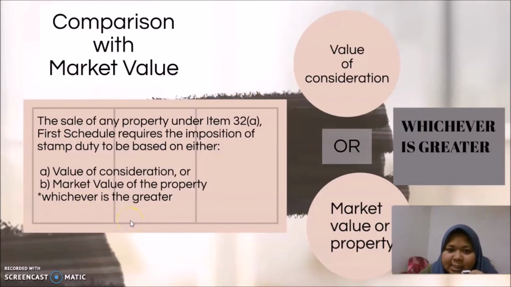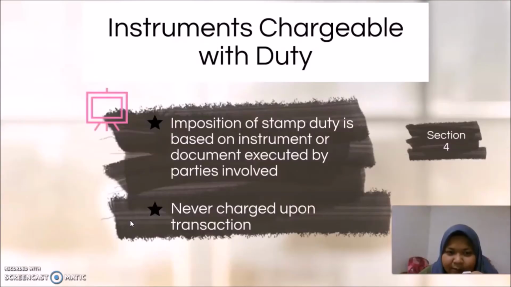Okay, next is instrument chargeable with duty. Instrument chargeable with duty means the imposition of stamp duty is based on the instrument or document executed by the parties involved, never charged on the transaction. So this is related to section 4.